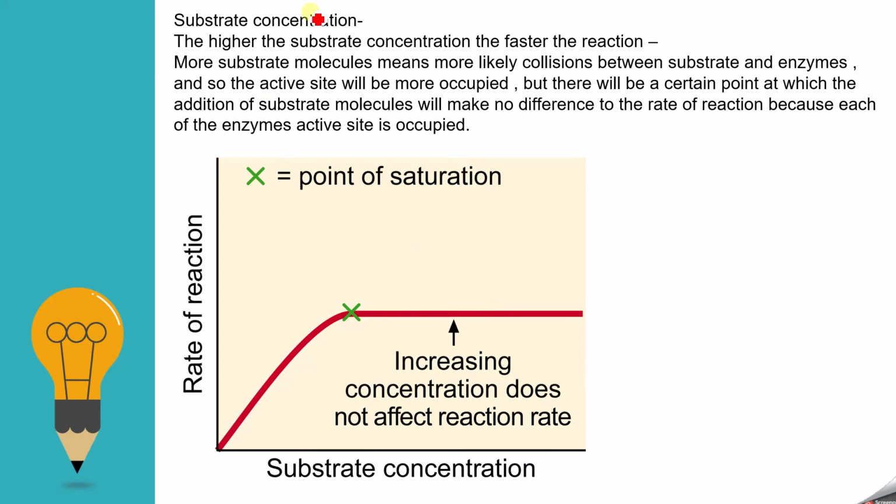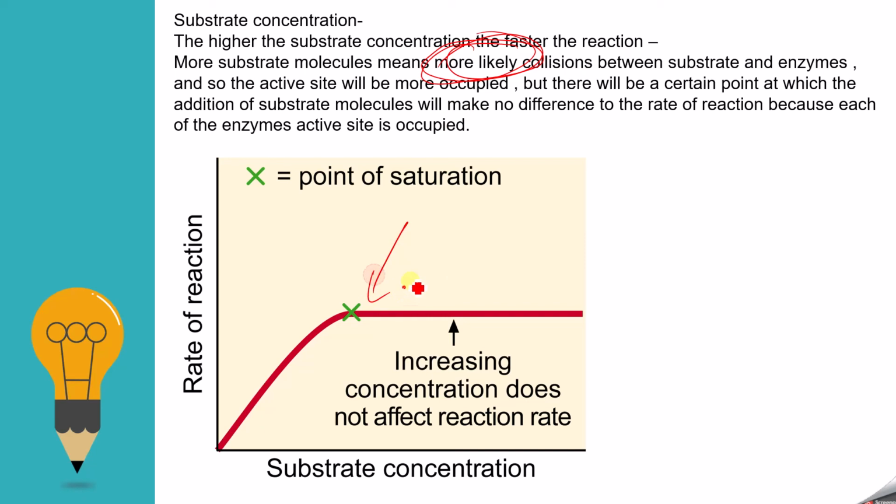Okay, so now let's look at substrate concentration, another factor which affects enzyme rate of reaction. So the higher the substrate concentration, the faster the reaction. Now, more substrate molecules mean more likely. This keyword here, more likely, is really important. You'll see it on a lot of mark schemes. So more substrate molecules mean more likely collisions between substrate and enzymes, and so the active site will be more occupied. But there will be a certain point at which the addition of a substrate molecule will make no difference.